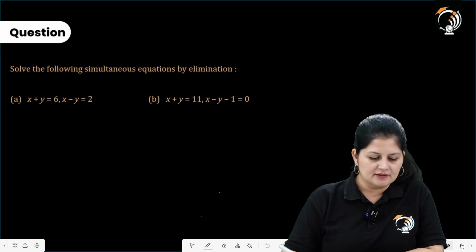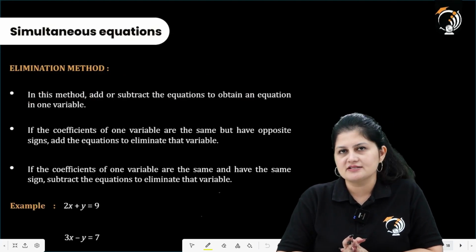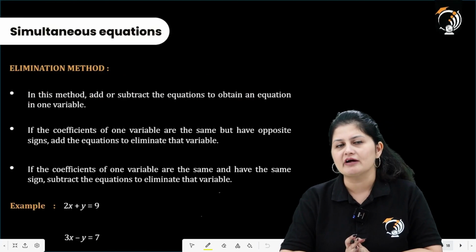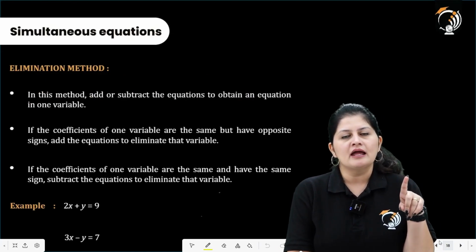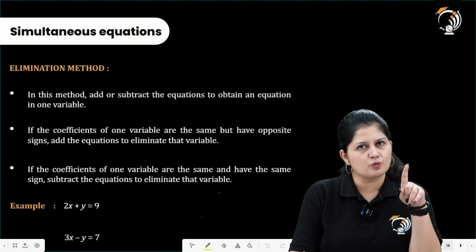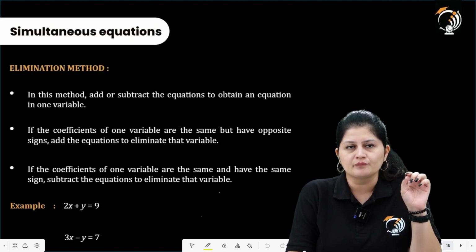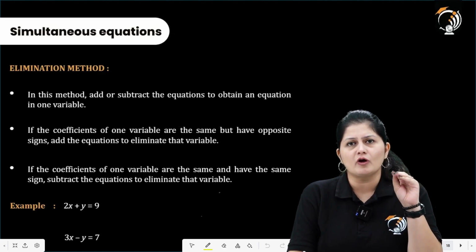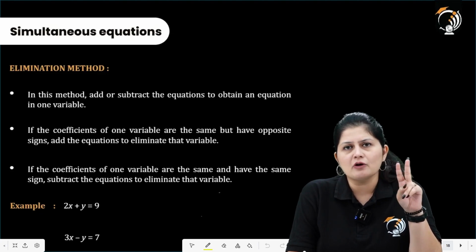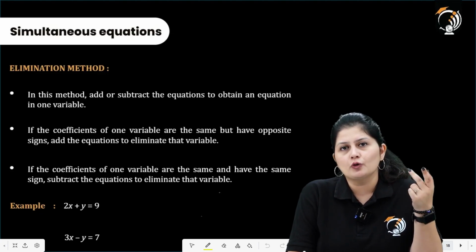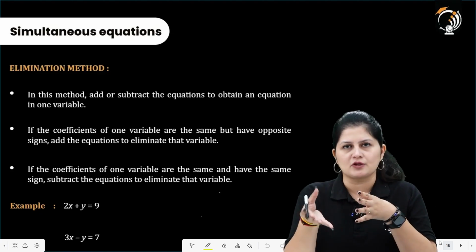Yes? Now, moving to the next topic here, which is simultaneous equations. So far we have understood questions where we are provided with just one variable and the highest power of that variable is 1. But now let's talk about what if we are provided with two variables in an equation. How are we going to get the value of those two variables? There comes the concept of simultaneous equations.